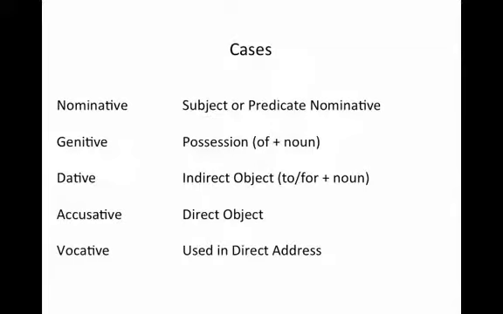the nominative case. If we want possession and we translate it of plus the noun, we want the genitive case. The indirect object of a sentence will use the dative. The direct object will use the accusative, and when you're directly addressing someone, you'll use the vocative. And note that in ancient Greek, prepositions will take either the genitive, dative, or accusative, depending on the preposition.